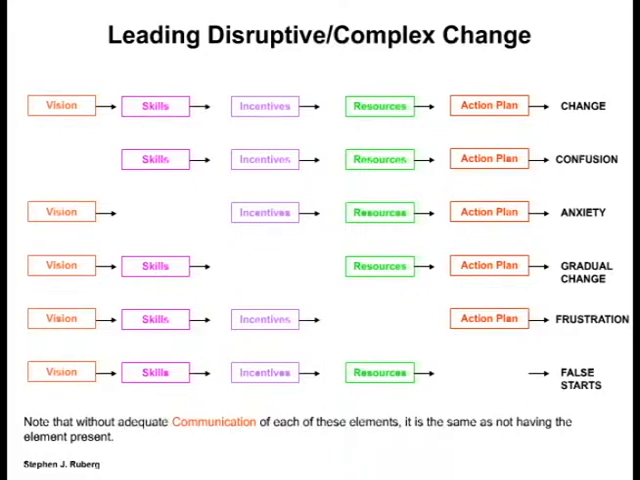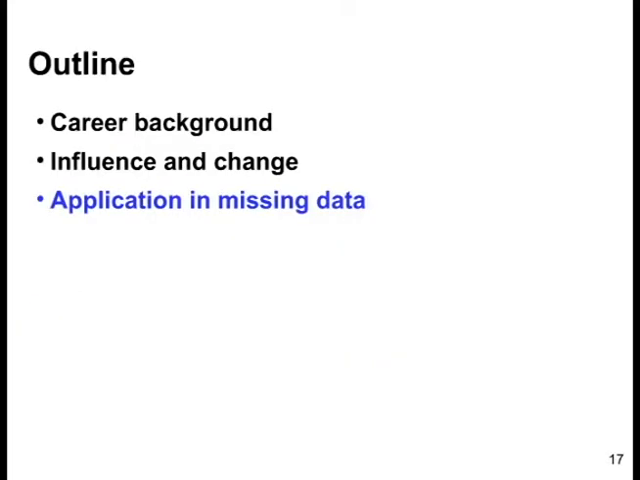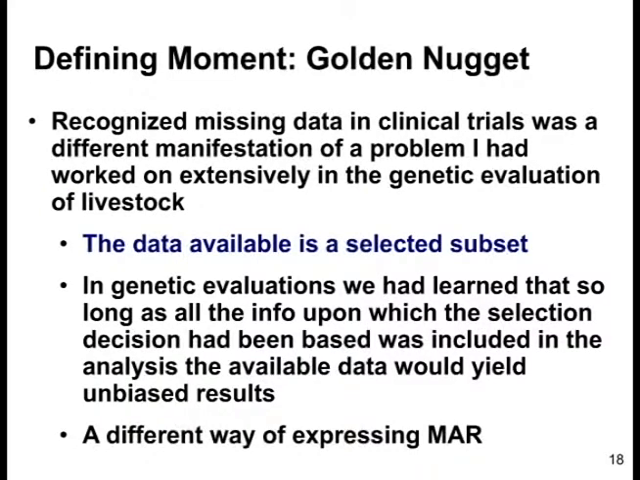And it's important to realize that communication of all these things is important, because if communication is lacking, then it's the same as the attribute lacking itself. But when all these things are in place, then we can have effective change. Now moving on to slide 17, where I'll actually begin talking about my experiences in missing data and how some of these principles of influence and change apply.